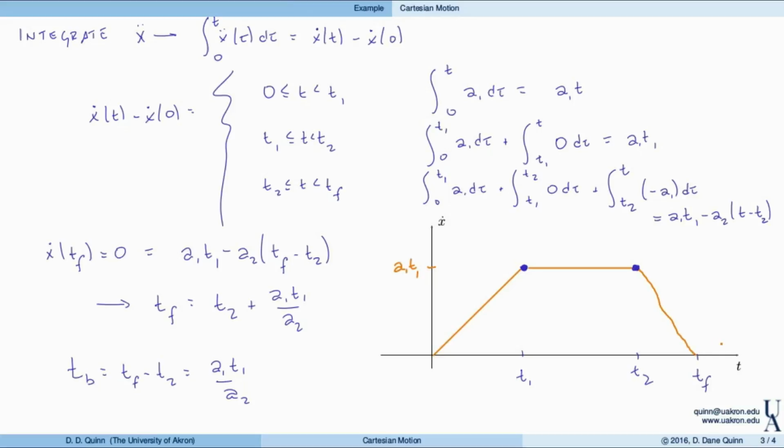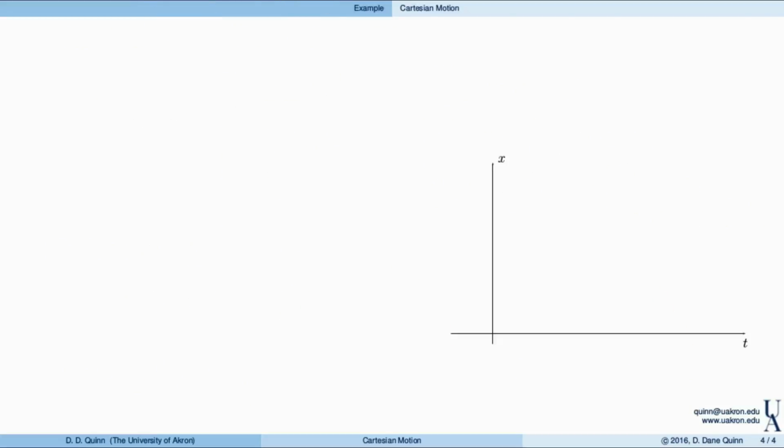And during this final interval, the velocity decreases linearly in time and comes to rest at this final point. So that's the velocity profile over this motion. So now we would like to turn to the displacement. So we have to integrate again.